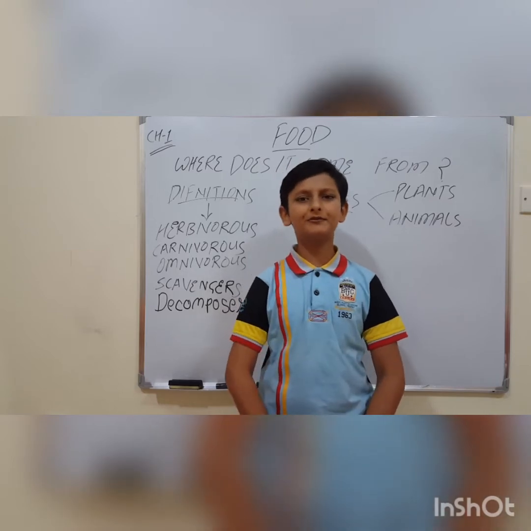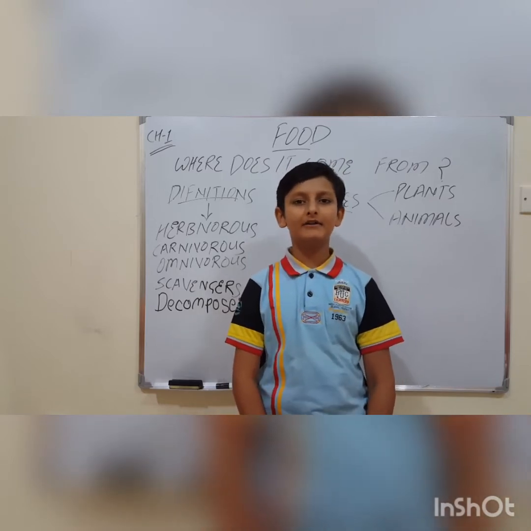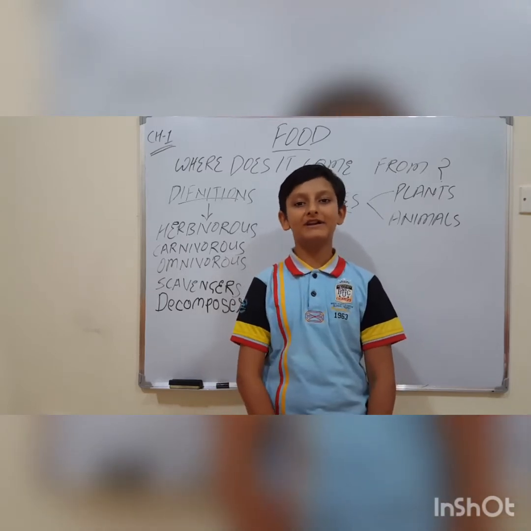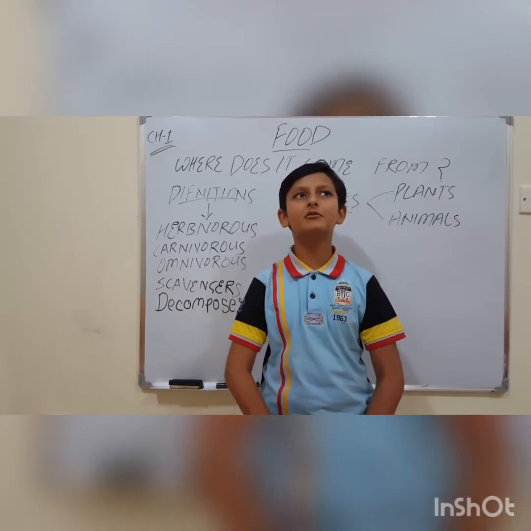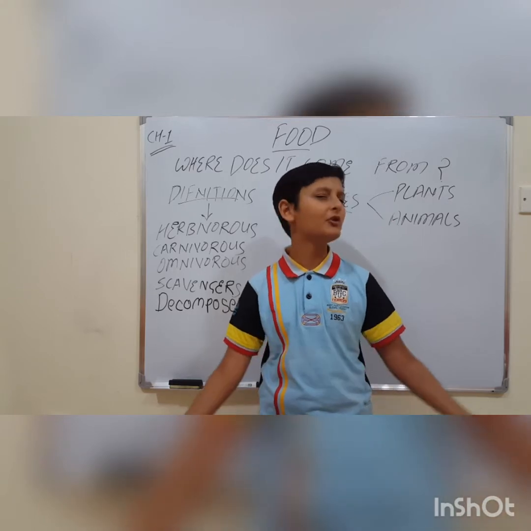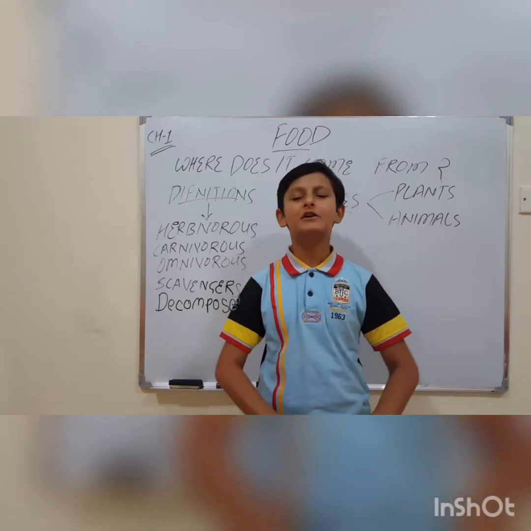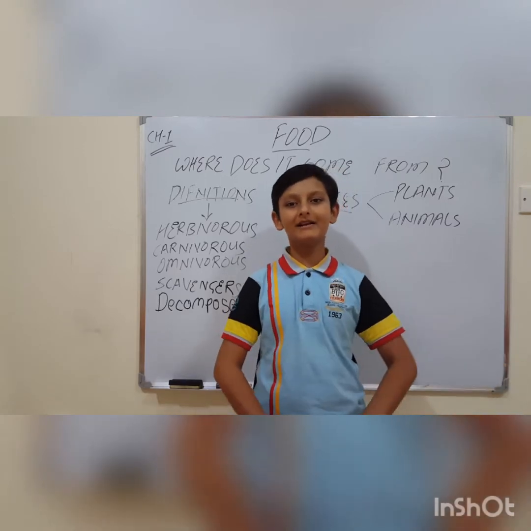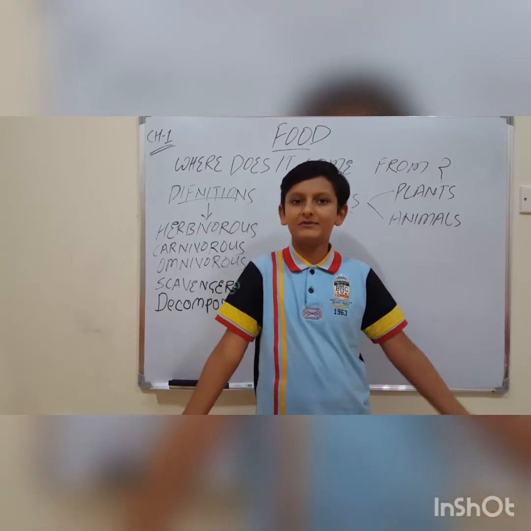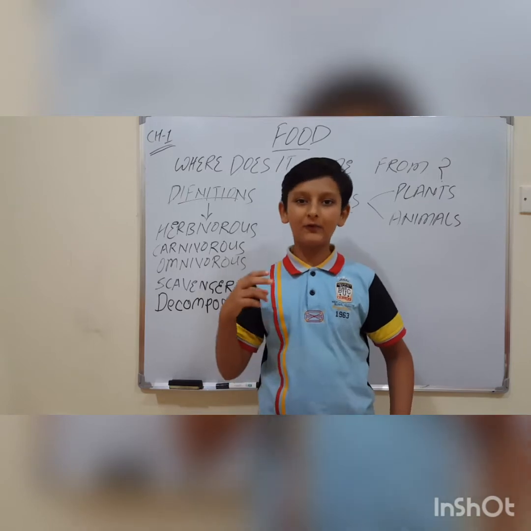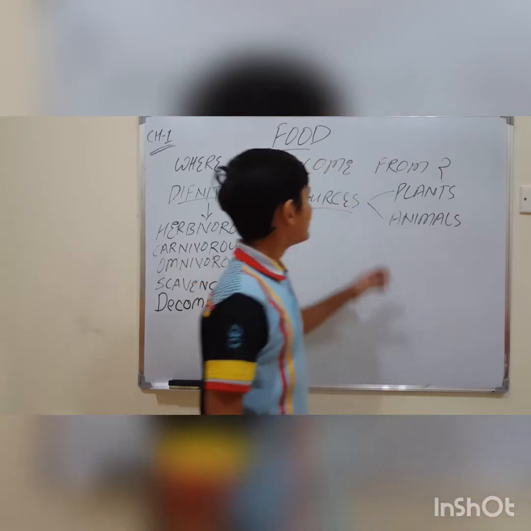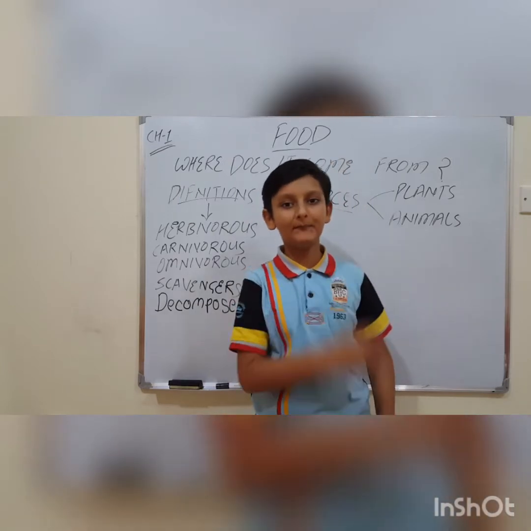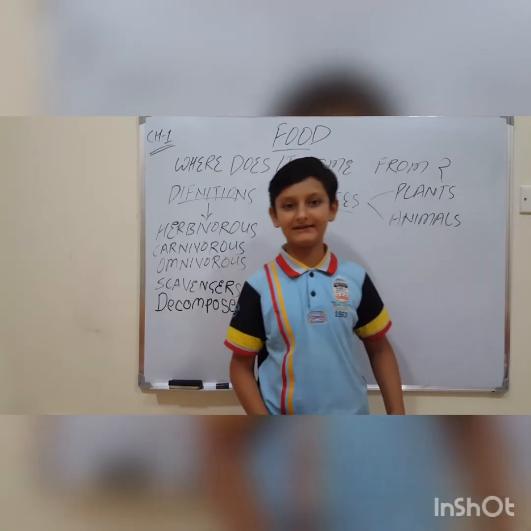Whenever your mother cooks food and gives it to you to eat, you would be thinking, where does this food come from? You would think it comes from the market or shops, but really it doesn't. There are two types of sources of food, plants and animals. I'll tell you briefly about both of them. Now let us get started.